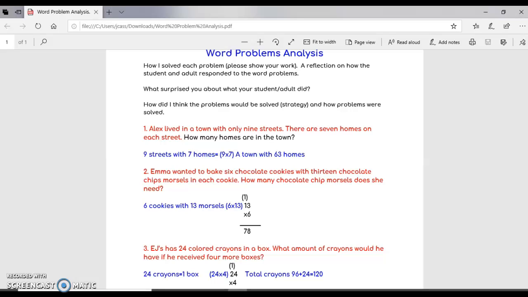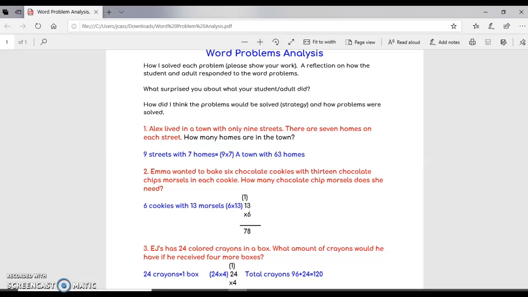So the grown person, like myself, did the same thing with the first question. 9 streets, 7 homes. 63 was the answer for 63 homes in the town based on the streets and the homes given. The 5th grader, what they actually did, they wrote out 9, 7 times.